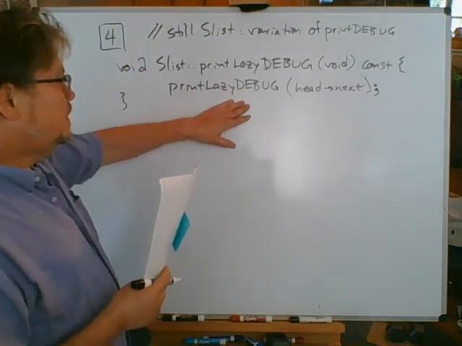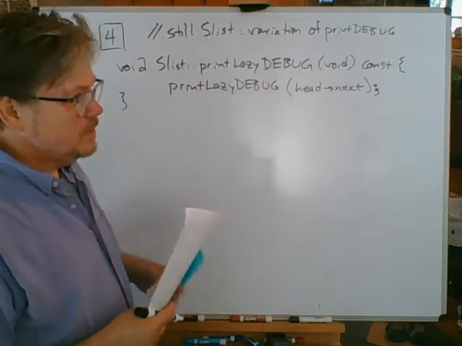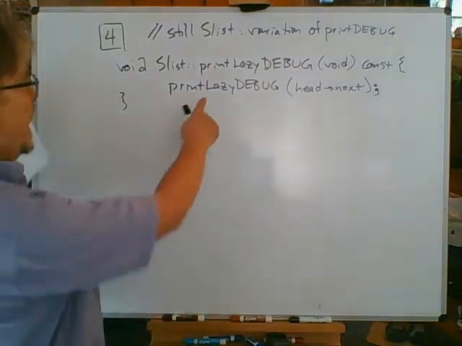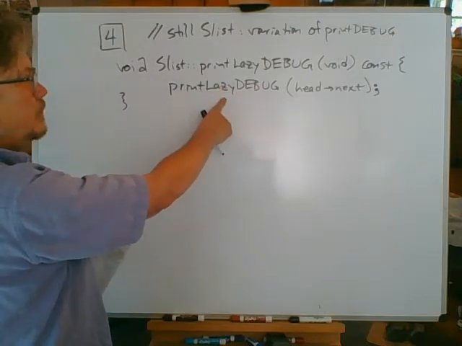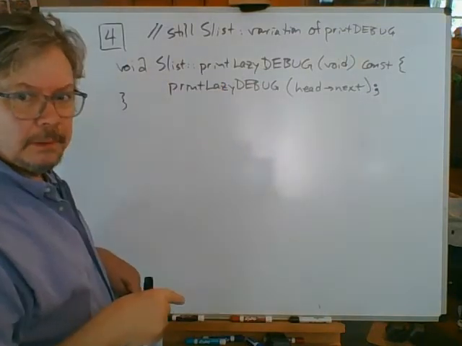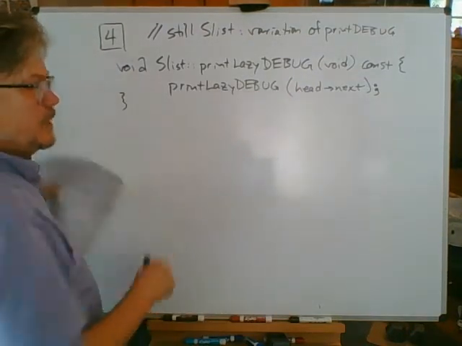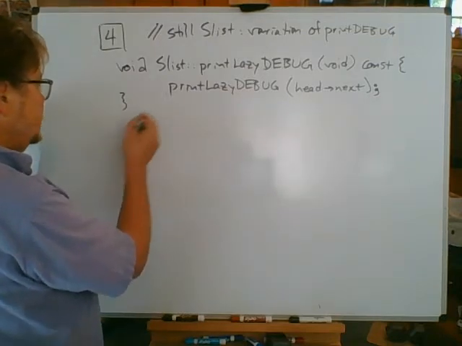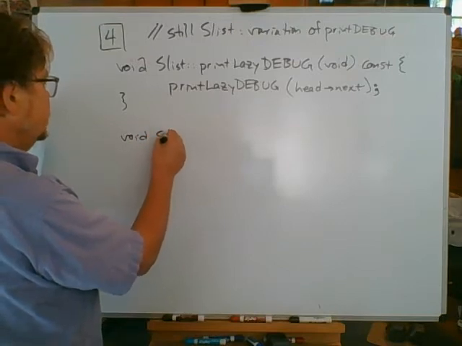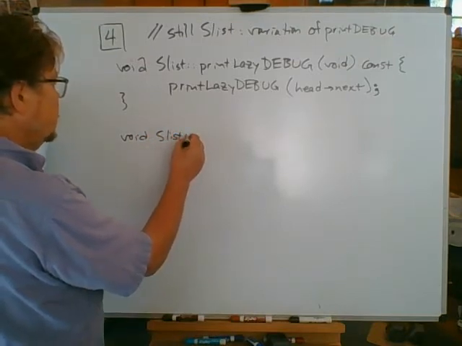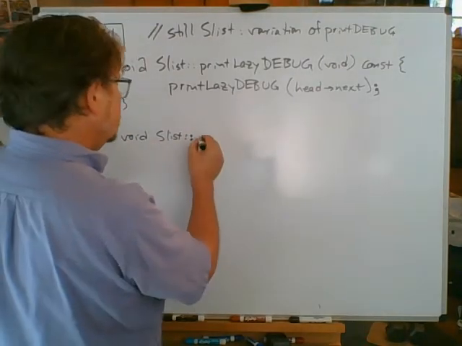Okay, we've overloaded print lazy debug. This one accepts a parameter, that one doesn't. What else is there to say about it? Well, I've got to have this function. So even though this one is going to be the one called by the main program, not passing anything in, print lazy debug, empty parentheses, it's going to make this one, its cousin that's accepting a single parameter, do all the work. And I've got to make that a member function as well. Void S-list colon colon print lazy debug. I don't know why I'm so tempted to misspell S-list. Maybe I'm subconsciously rebelling against all this.